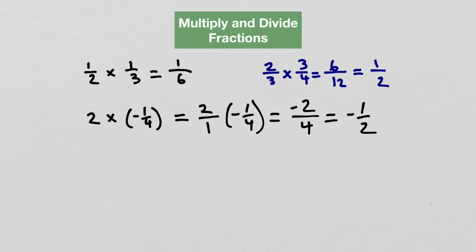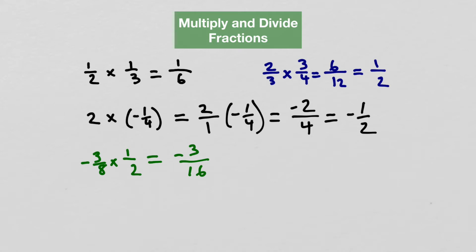Let's do another example. Let's say we have -3/8 times 1/2. So we do the same thing again. We multiply the -3 by 1 across the numerator and we get -3. And then multiply across the denominator. 8 times 2 is 16. And that is our answer.